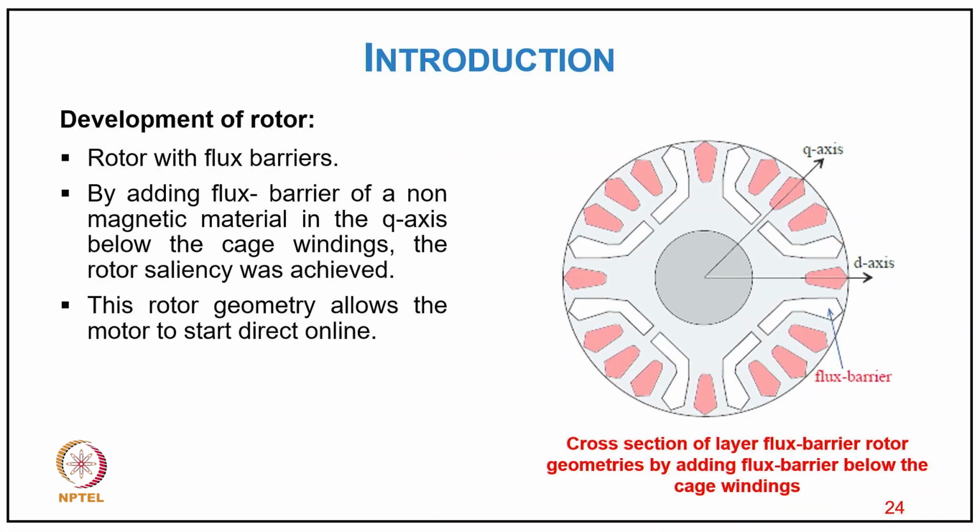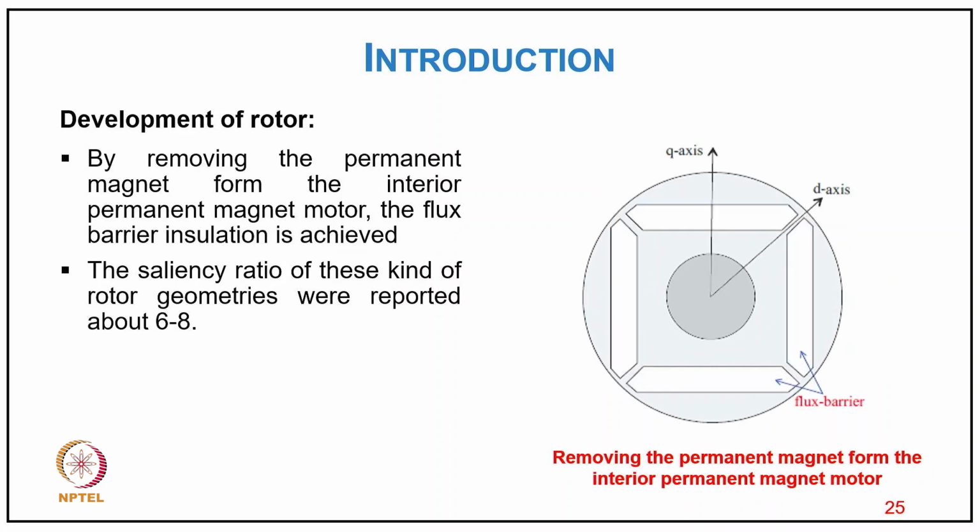Then the development of a rotor with flux barriers, by adding the flux barrier in a non-magnetic material in the Q axis below the cage winding, the rotor was achieved. This rotor geometry will allow the motor to start direct online, and by removing the permanent magnet from the interior permanent magnet motor, the flux barrier insulation is achieved, and the saliency ratio of this kind of geometry was reported as 6 to 8.